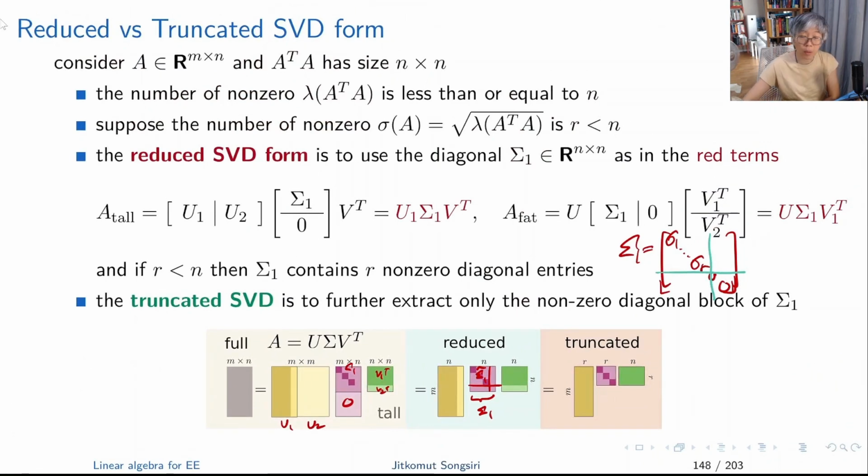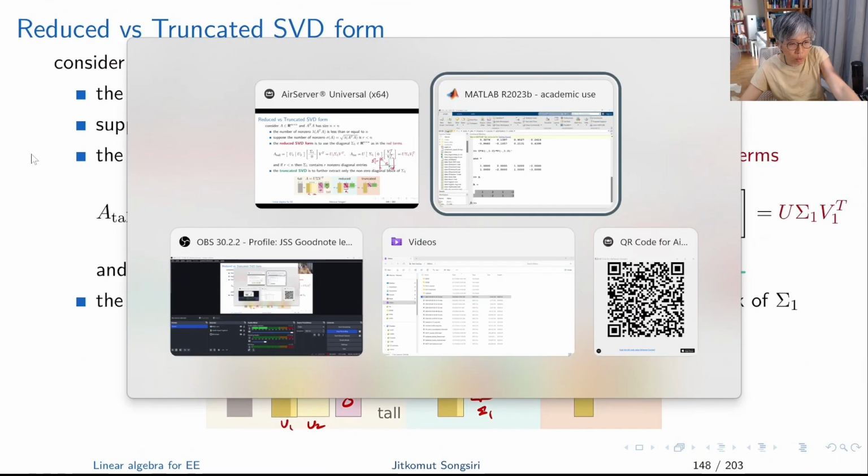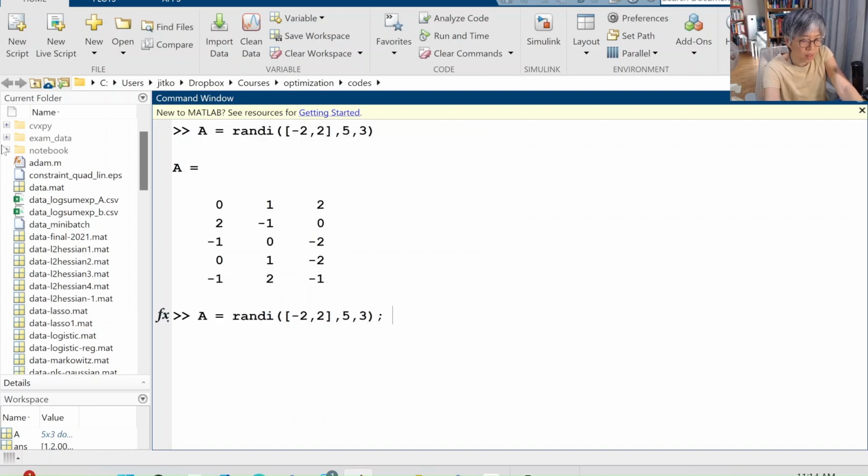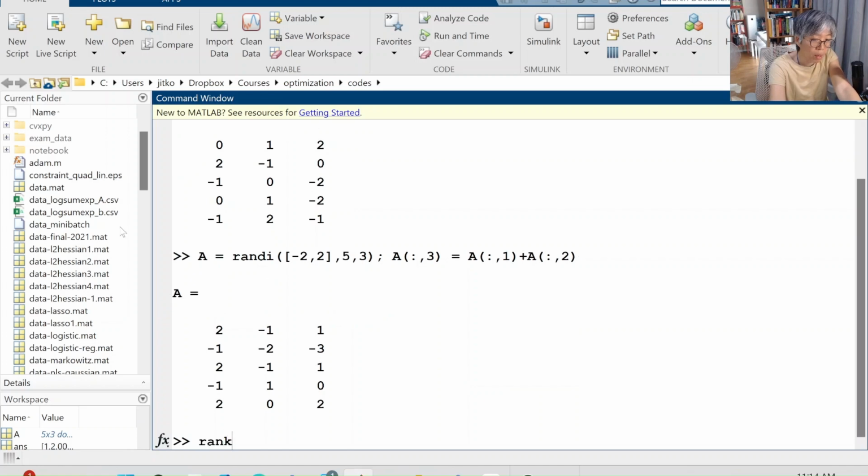Maybe let's see this example again on the numerical example. I'm going to generate a tall one, 5 by 3. A is 5 by 3, so the rank of A is at most 3, but I'm going to generate A such that my third column is a linear combination of the first two columns. So apparently my rank A must be 2.